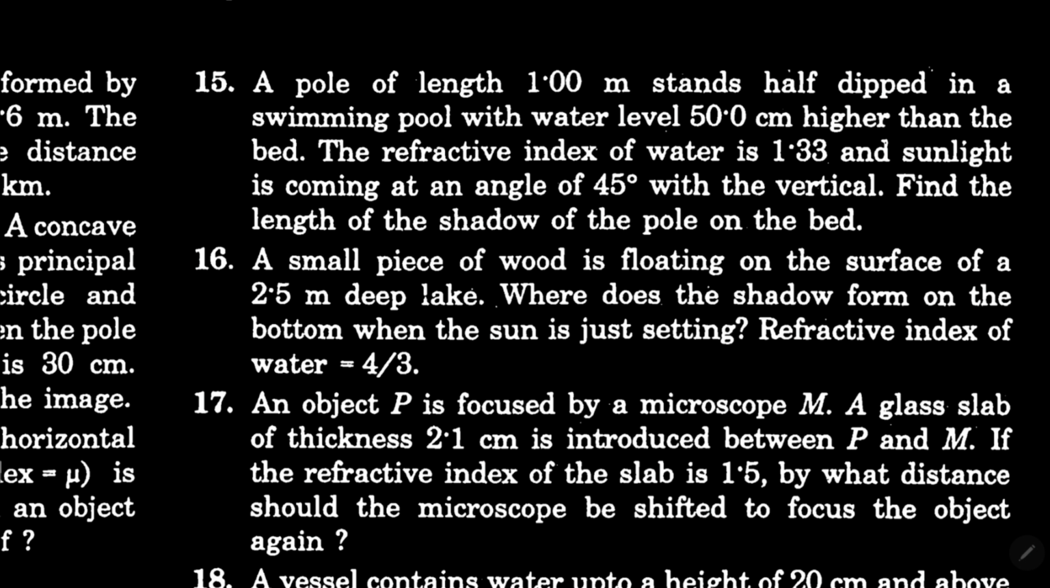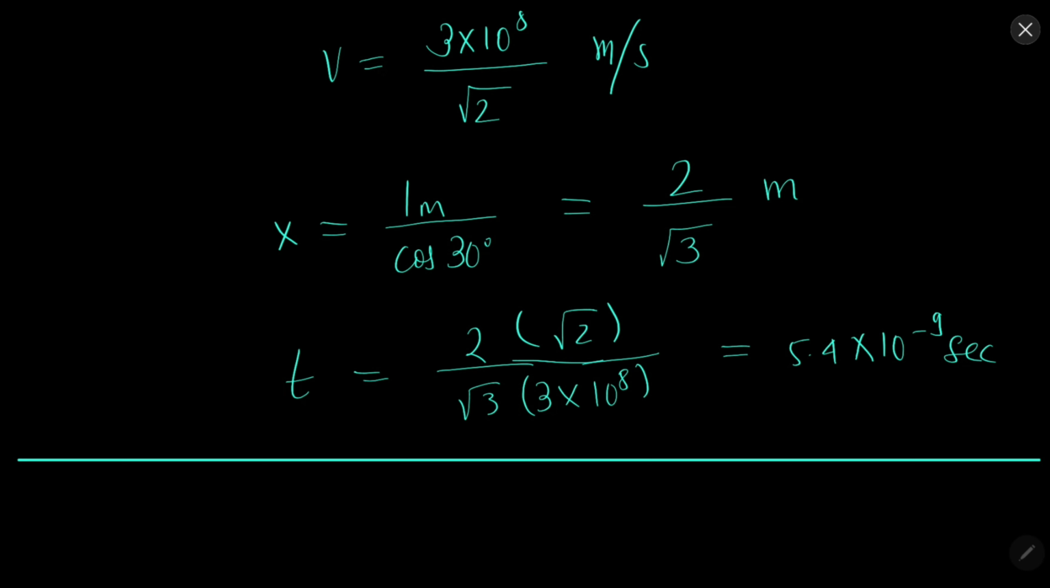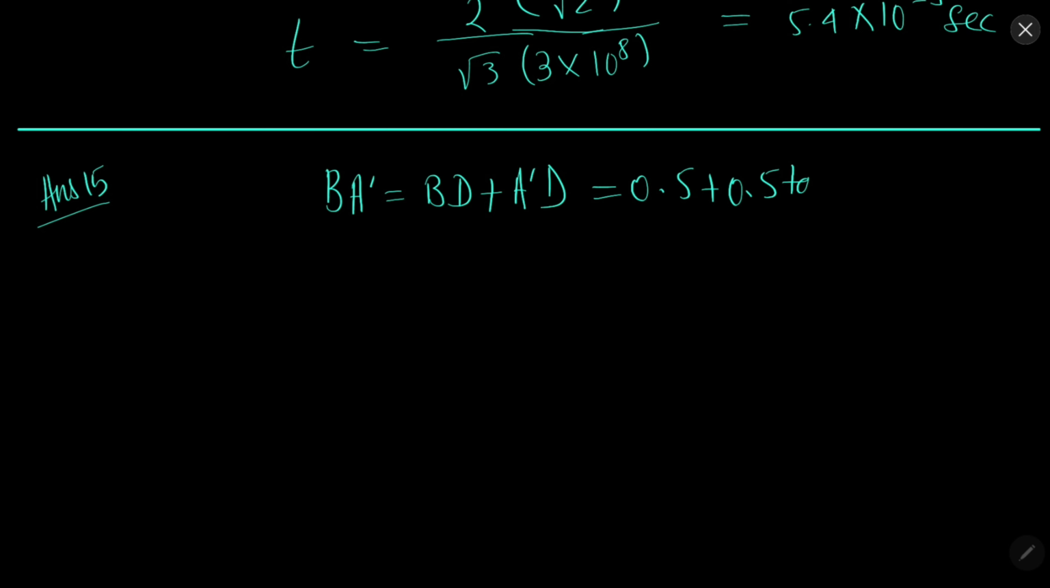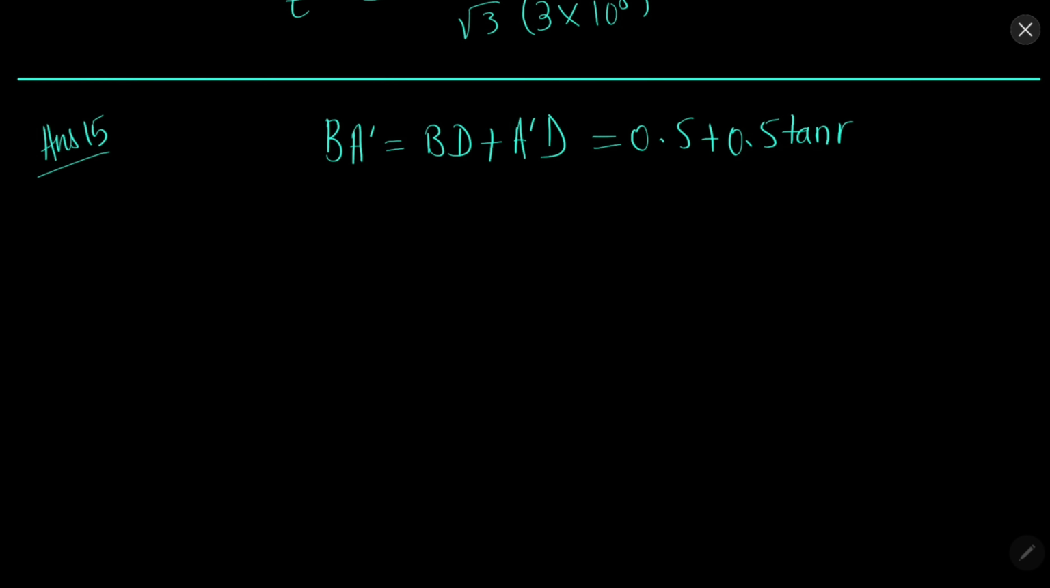In question 15, a pole of length 1 meter stands half dipped in a swimming pool. We need to find the length of the shadow of the pole on the bed. Solution 15. Shadow length will be BA dash, which is BD plus A dash D, 0.5 plus 0.5 tan r. Let me draw the figure as well.